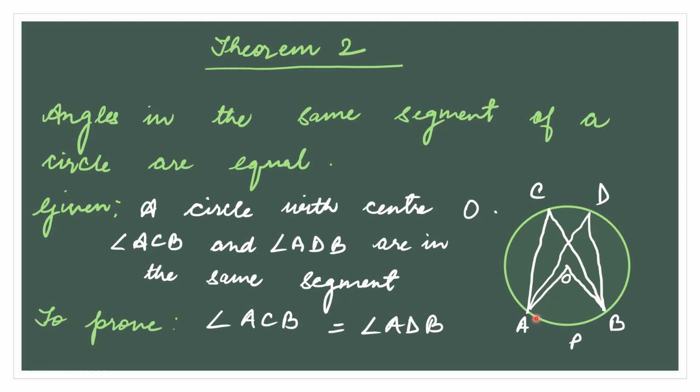This angle is equal to this. Angle ACB is equal to angle ADB. Here we can join these 2 points, that is angle AOB, and OA is equal to OB because it is the radius of the circle. Understood, children? OA is equal to OB. If OA is equal to OB, what will happen? Let's see next.